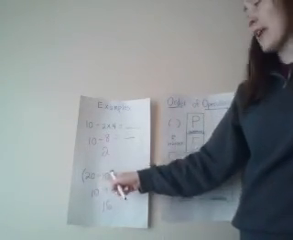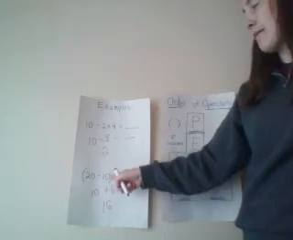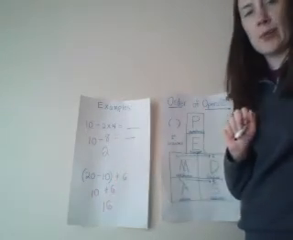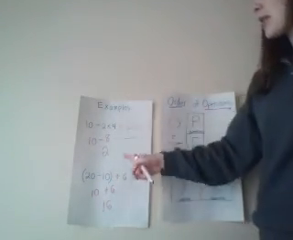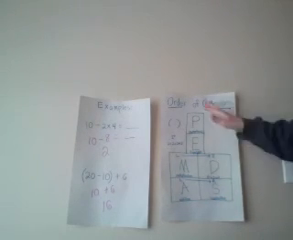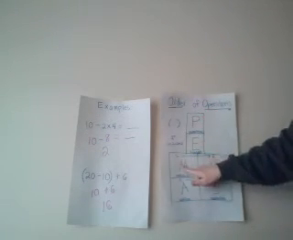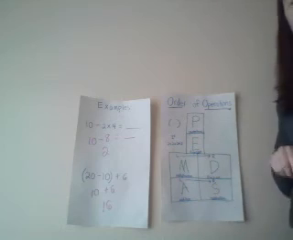The original problem, again, was in parentheses 20 minus 10, and then plus 6, which was out of parentheses. So these are two examples of how to use PEMDAS to solve an equation.